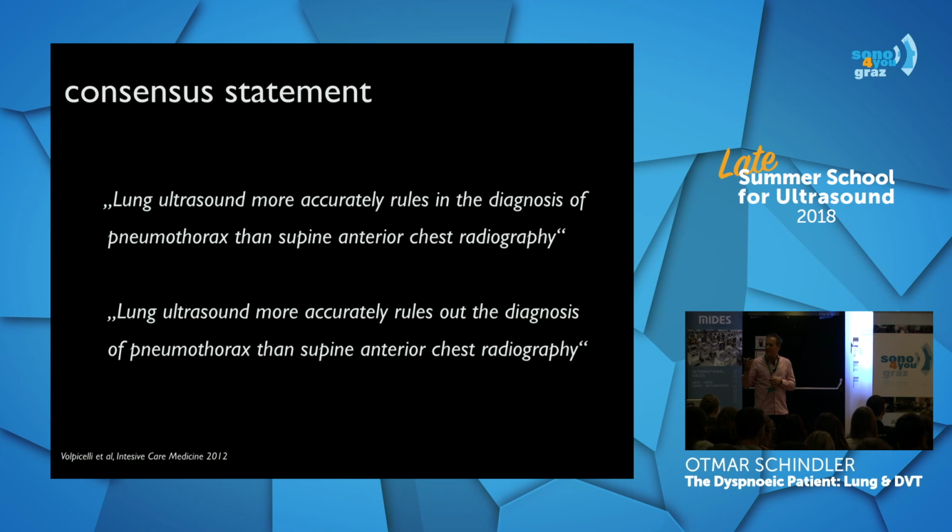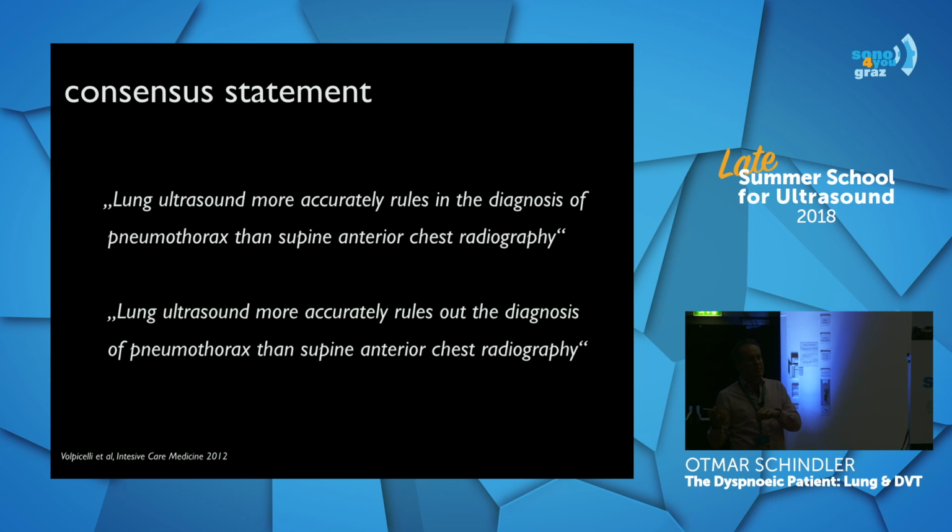And altogether, there's a consensus statement that says lung ultrasound accurately rules in the diagnosis of pneumothorax. So if you have typical signs on lung ultrasound, you can be pretty sure that pneumothorax is there. And also, if you have clear signs that there's no pneumothorax, it accurately rules out the diagnosis. So in fact, it has a sensitivity and specificity near 1. Yeah? So you should use lung ultrasound if you are looking for pneumothorax.